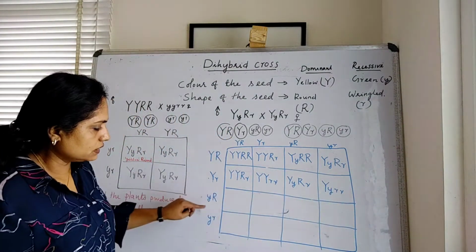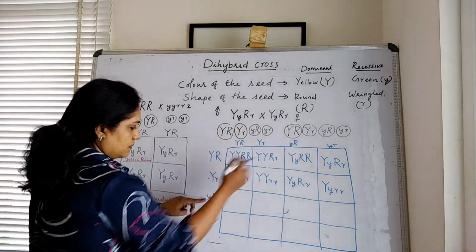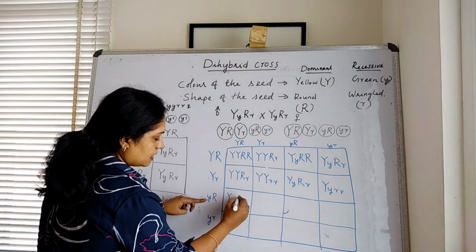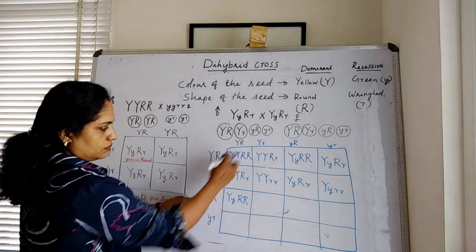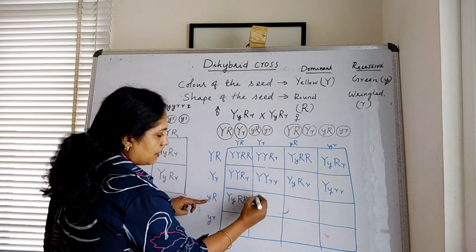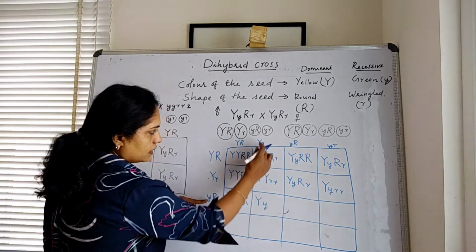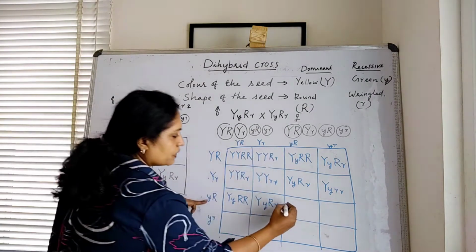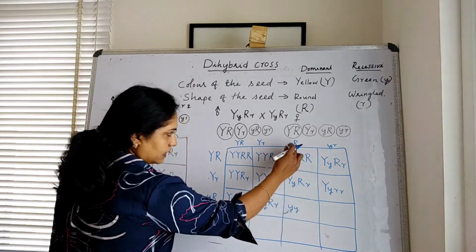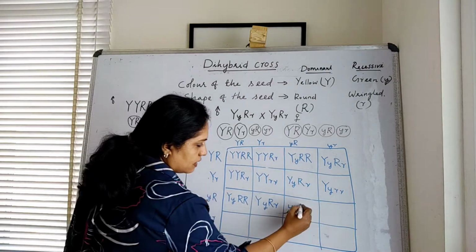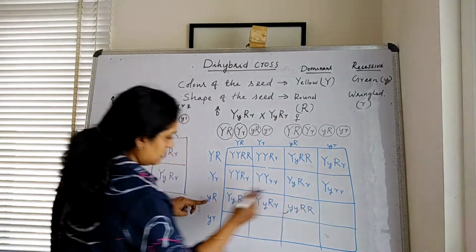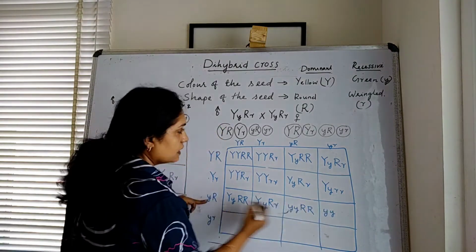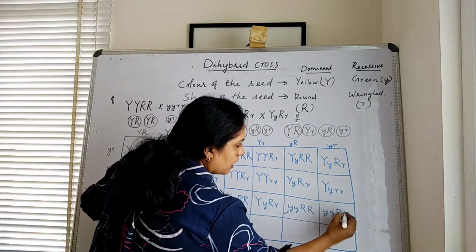Now we are going to the third gamete. This with this: capital Y, small y, capital R, capital R. In both cases. The second one: capital Y, small y, capital R and small r. This with this now: small y, one capital R is here, here also capital R. So capital R and capital R. So here this and this: small y, capital R and small r.